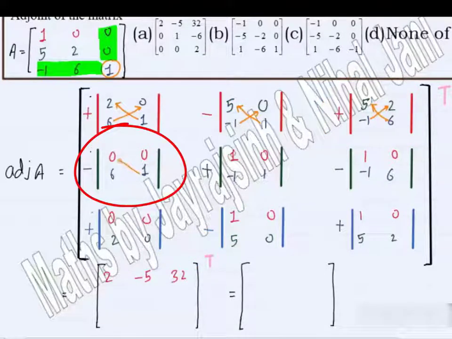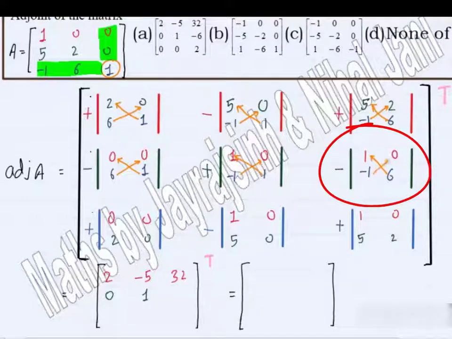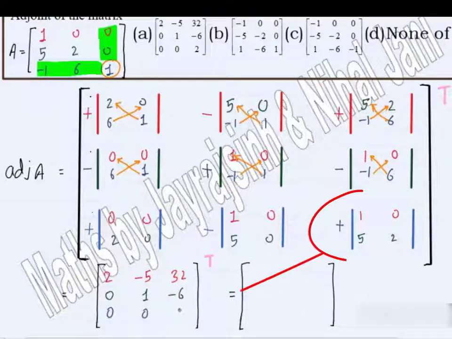Similarly, we can get our second row. Here we'll get 0, then 1 and 0, so 1, and the last element will be 6 and 0, or we can say minus 6. Last elements are 0, 0 and 2. So your answer is not A.